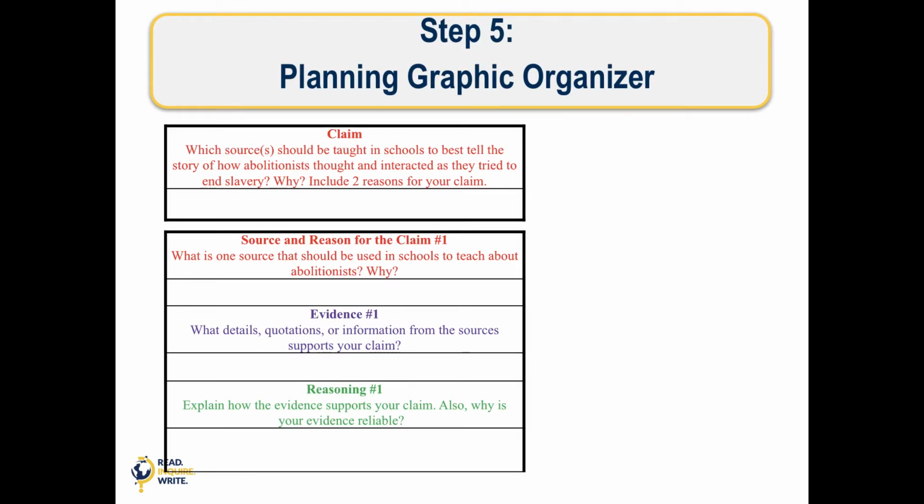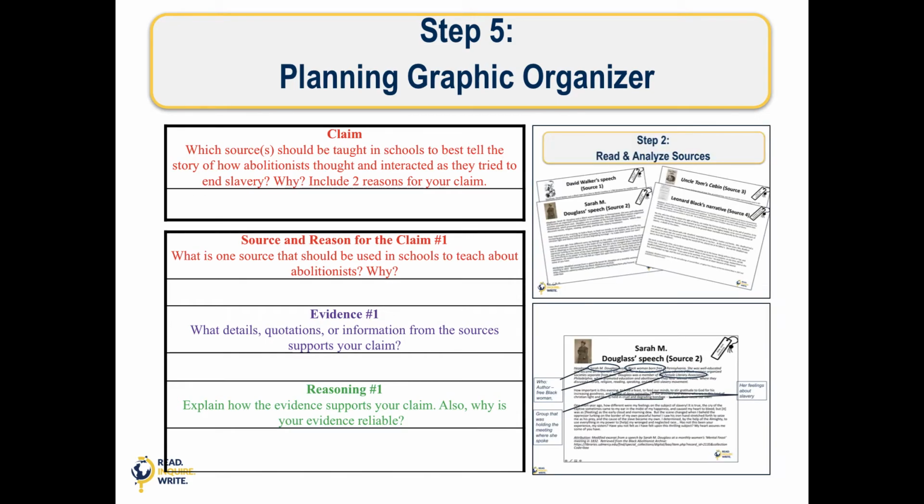Next, you'll use the planning graphic organizer. The graphic organizer is like a roadmap for your essay. It helps you organize your ideas about which sources are most reliable for learning about the abolitionists, and it will prompt you to give evidence and reasoning to support your argument. You will use all of the work you've done so far to help you develop this roadmap. You'll look at your annotated sources and you'll determine what argument you think is strongest and then make decisions to plan the essay you'll write.